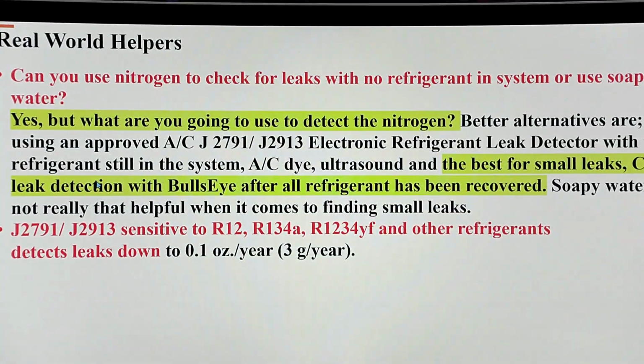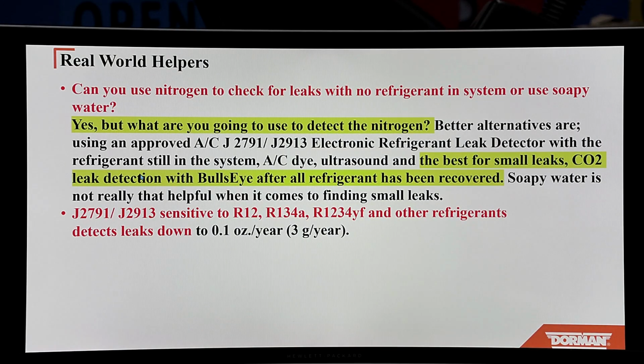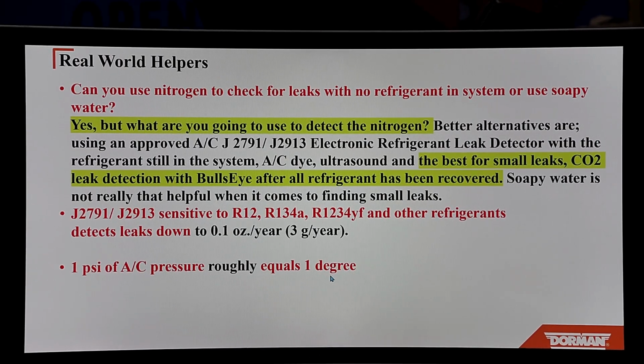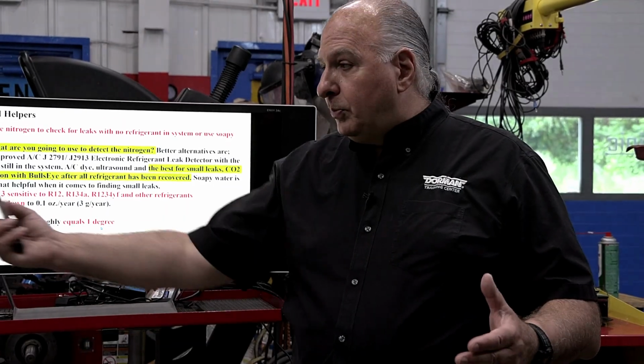All right, so 2791, 2913, sensitive to leaks of about 0.1 ounce or 3 grams per year. That's pretty important. 1 PSI of AC pressure roughly equals 1 degree Fahrenheit. Very important. 1 degree Fahrenheit for each pound of under-hood temperature. So we don't say, hey, it's 70 degrees in the shop, but when I open the hood on that Mercedes, well, it may be near 200 degrees under there. Car's running, drives in, it's hot, right? We've got to see what the temperature under the hood is.